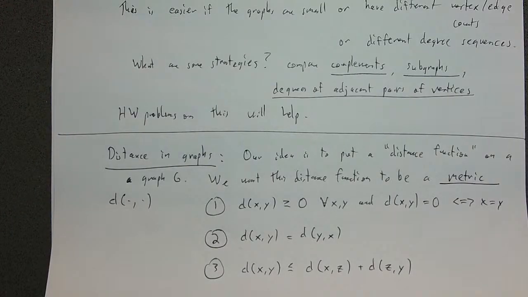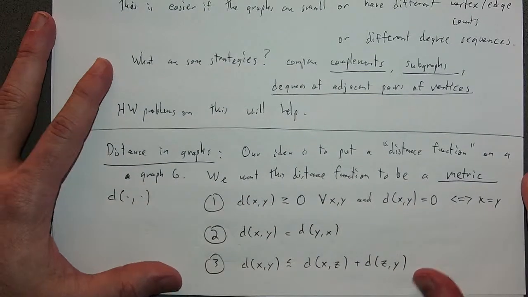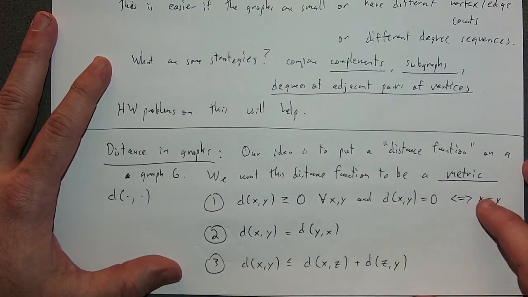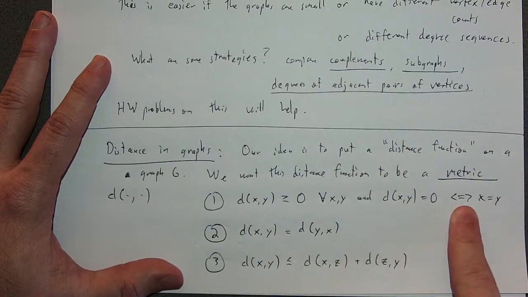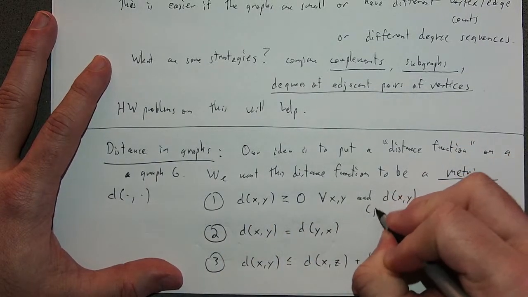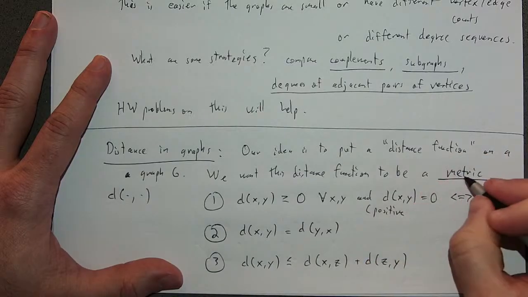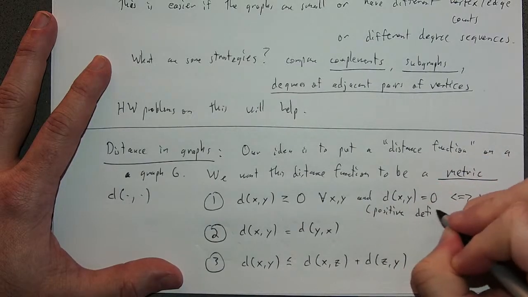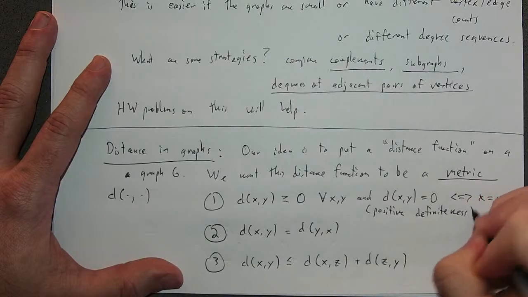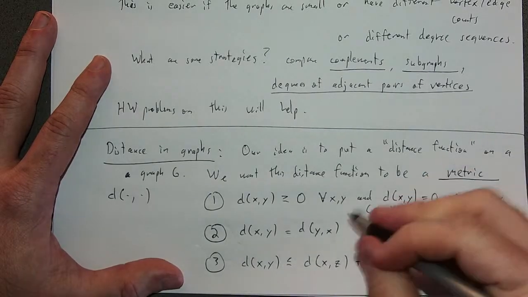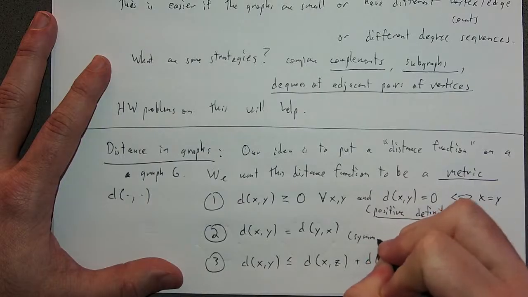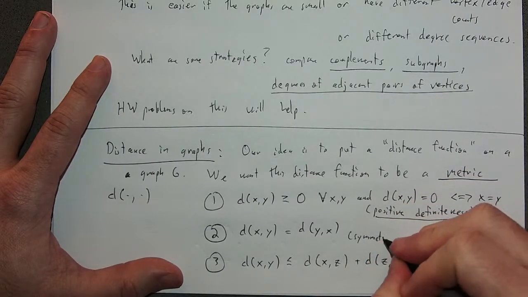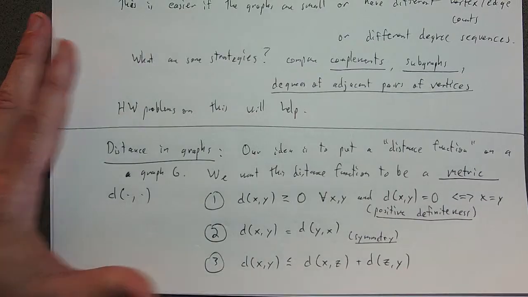Any set that possesses this sort of function satisfying these three properties, which I'll name here in a second, is called a metric space. So we are turning our graph into a metric space by putting a metric on it. What is this first property called? This is called positive definiteness. This is saying the metric is positive definite. This is called symmetry. So this is the symmetric property, or symmetry. And this is called the triangle inequality.